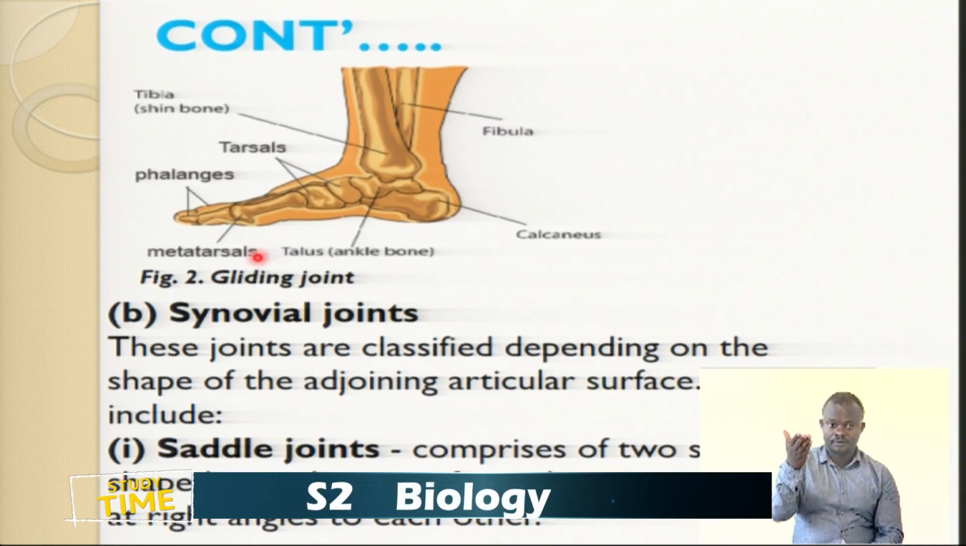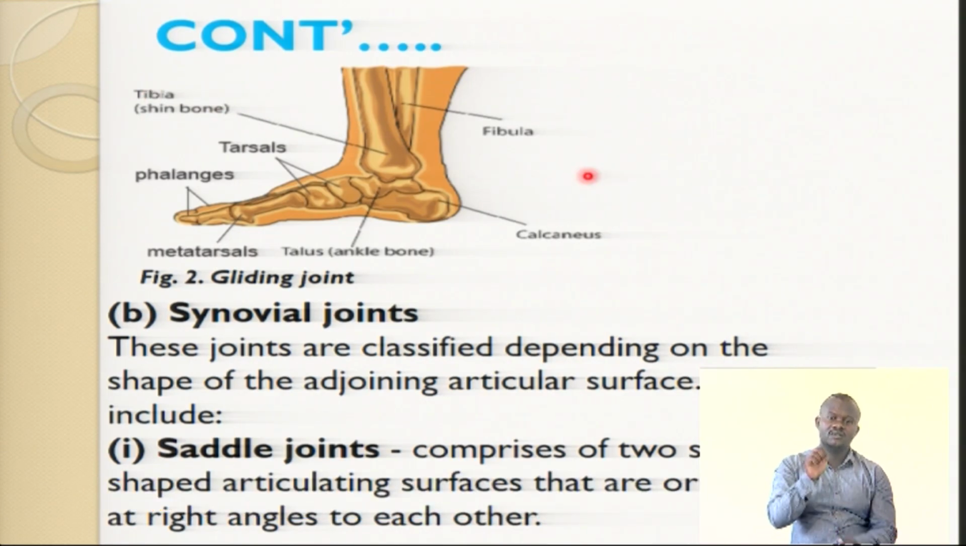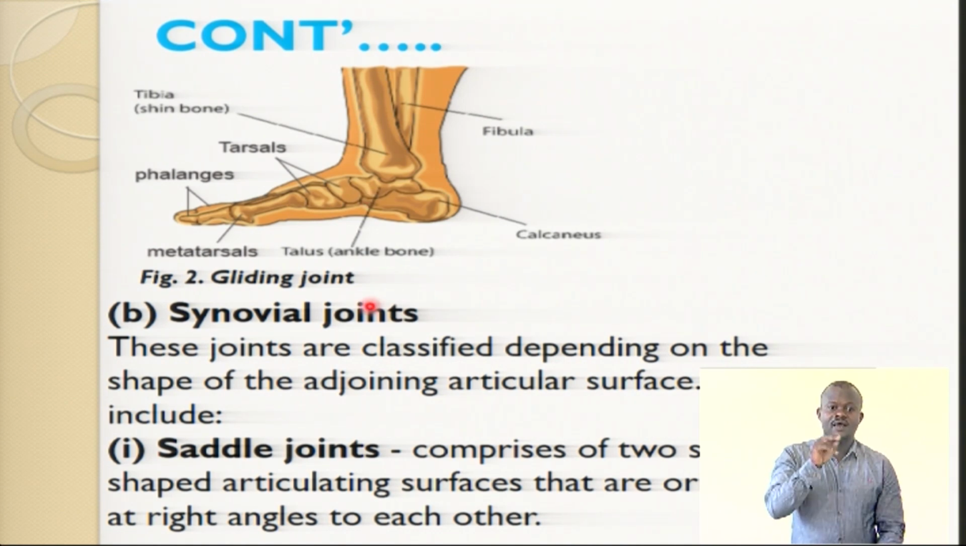This is the tibia, we have the fibula, we have tarsals. These are the bones that are able to do what? To move, to make some slight movement. We have synovial joints. Let's have this one.